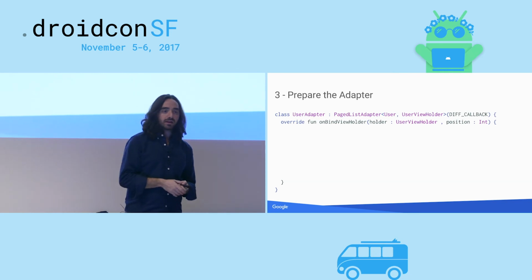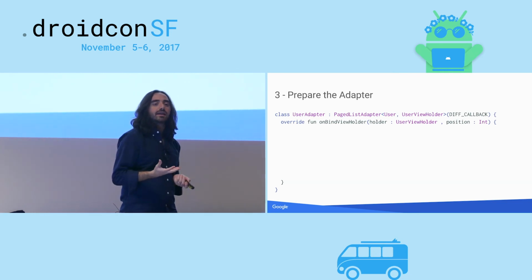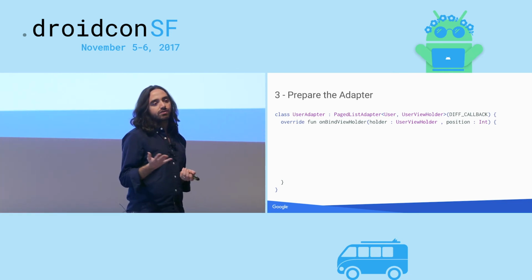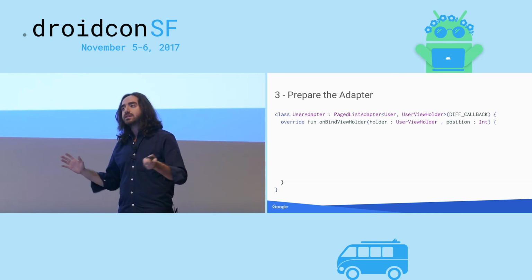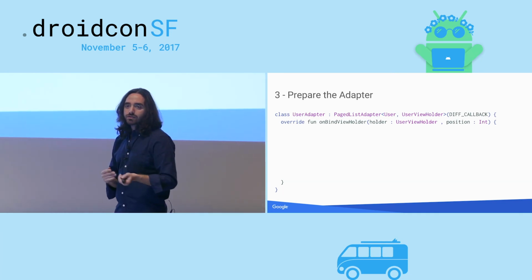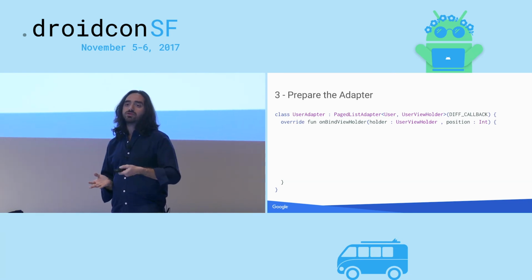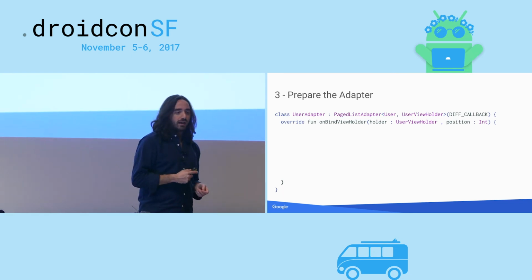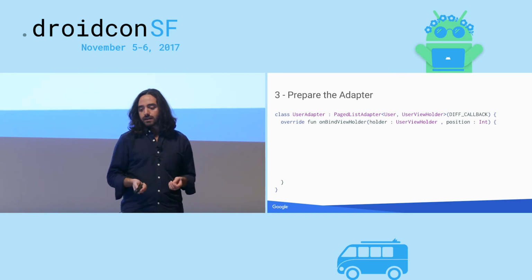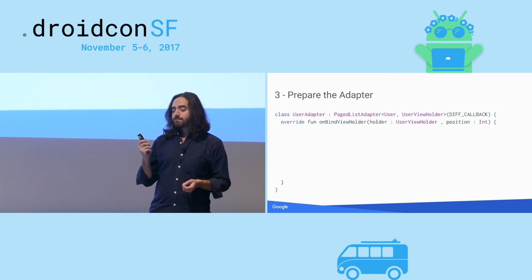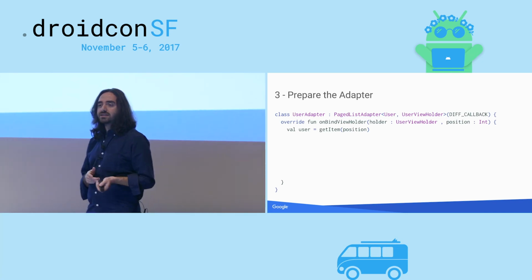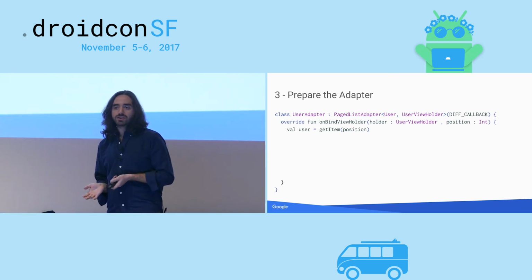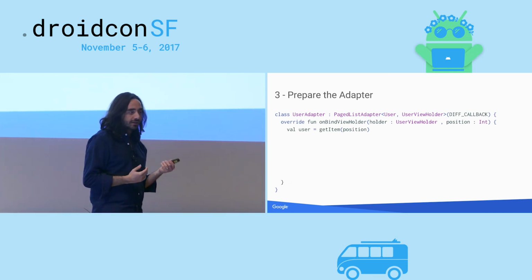The third step is, of course, we are trying to show this inside the RecyclerView, so we need an adapter. We can extend this PagedListAdapter class, which is a convenience class to do the work, but you don't have to extend it. There's also a PagedListAdapterHelper class. So if you have your custom adapter, you can use the helper as well. In the onBind method, there's this getItem function, which basically returns you the item in that position. It's coming from the super class.